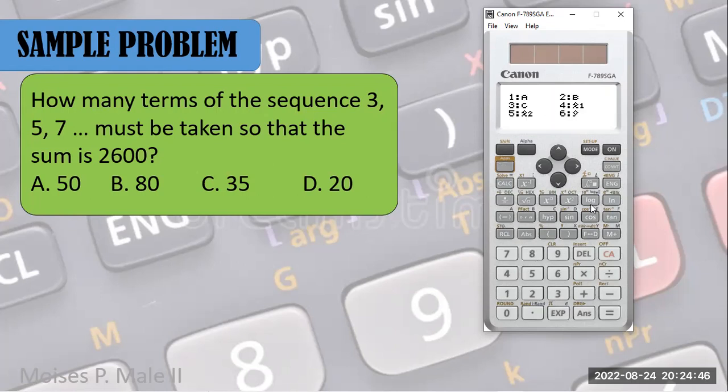What is that? X bar or x hat 1? So, the correct answer is 50. Or pwede din reverse engineering na lang. Okay, so natin yung y hat ng 50 y hat. So, set mo yung 2600 ba? Okay, so 50 subtraction y hat. So, you get to 600.